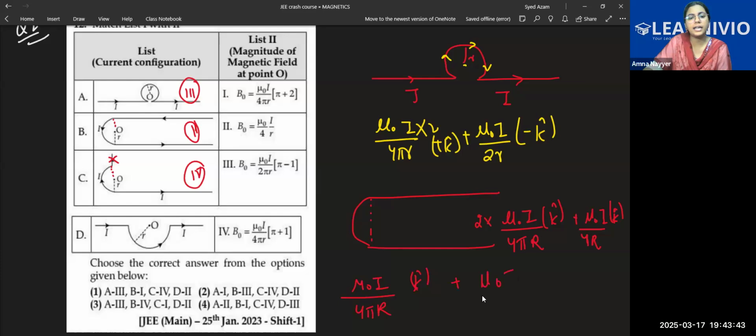Plus mu naught I by, okay, no, this is a misprint. See, the current is moving like this. It's the same current, so both will be added. Mu naught I by 4r k cap. So from here, this will be the fourth option. Yes, pi plus 1. And lastly, I think the second option is left. So how do we solve this? These are invalid because these are lying on the axis of it. This is a semicircle, so mu naught I by 4r directly.